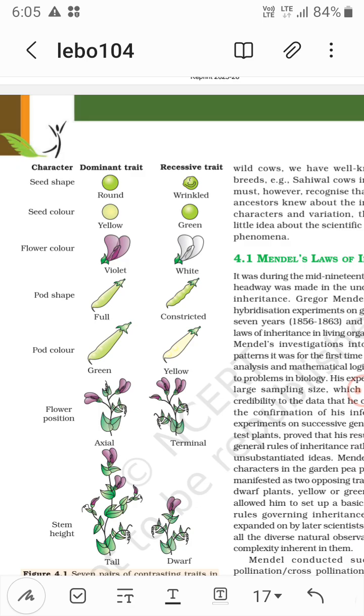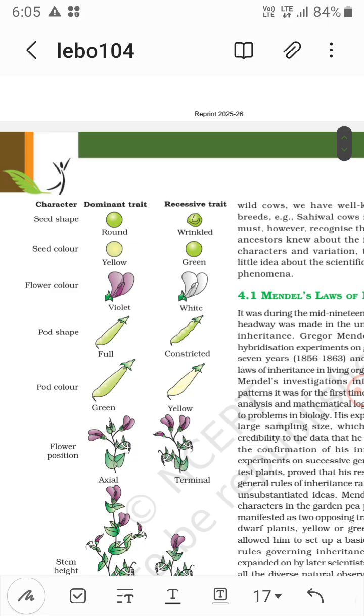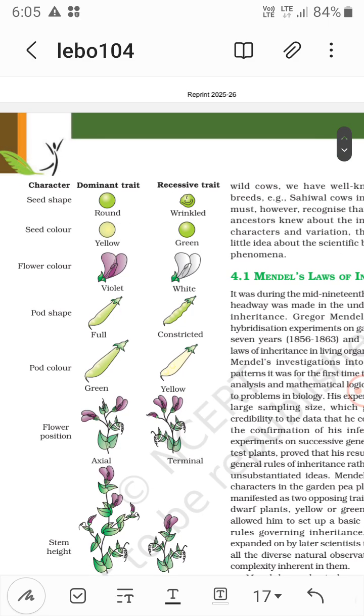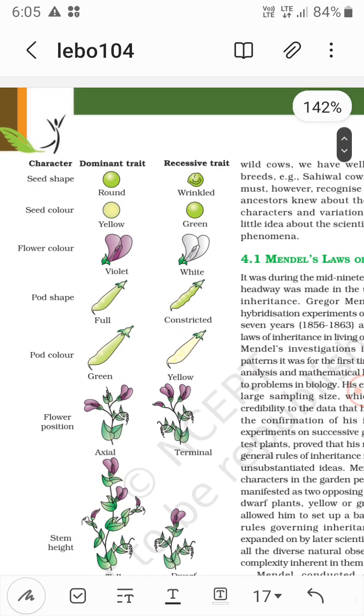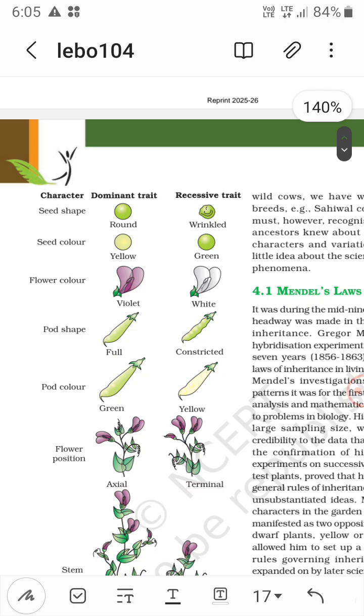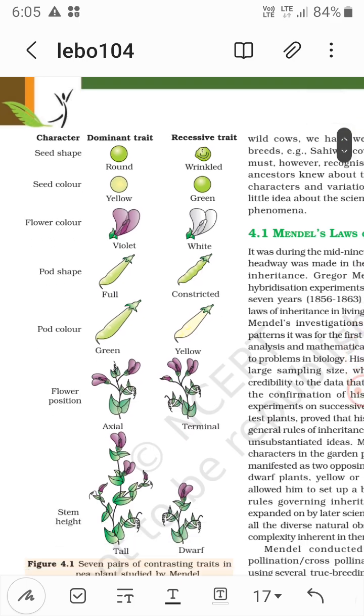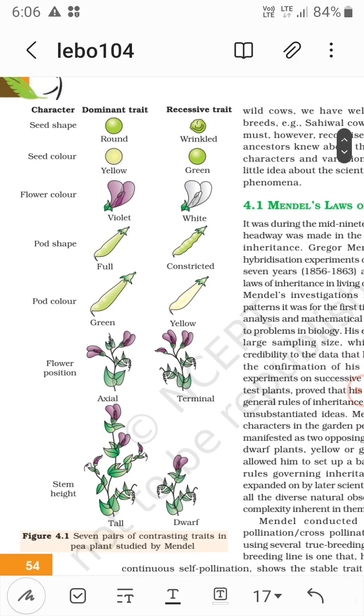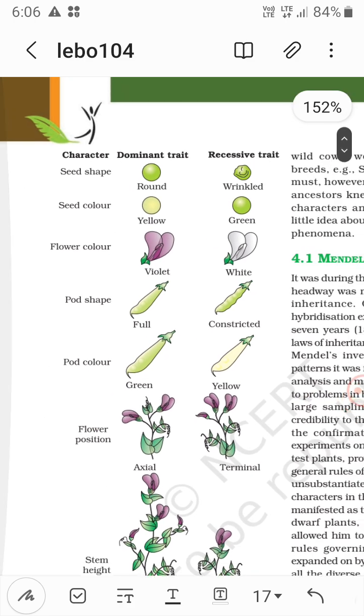In seed shape, it is round and wrinkled. Seed color is yellow and green. Flower color is violet and white, so white is recessive and violet is dominant. Then pod shape is full and constricted. Pod color is green and yellow.